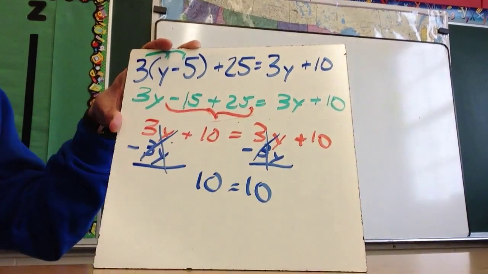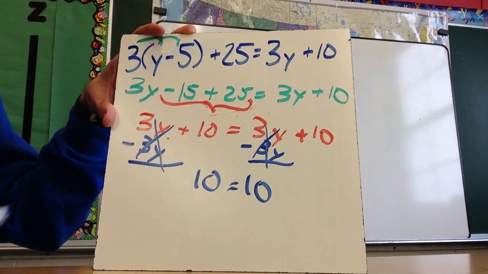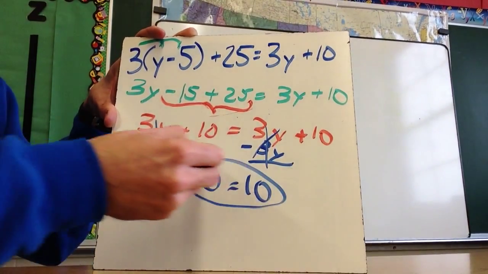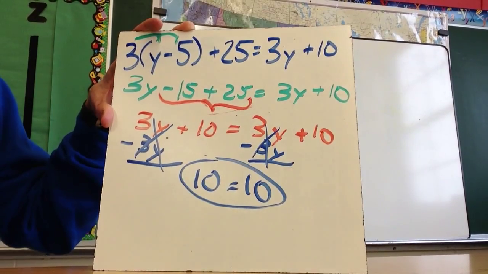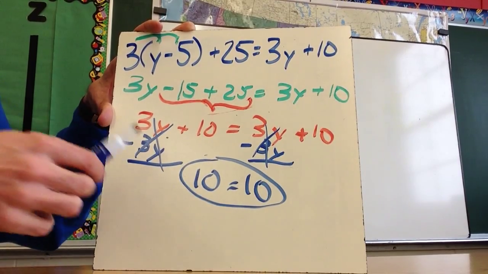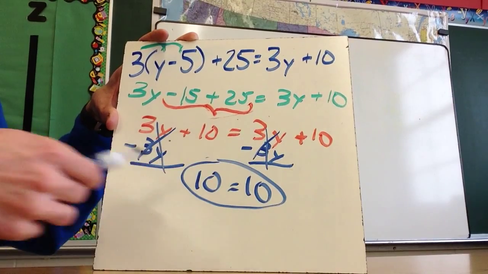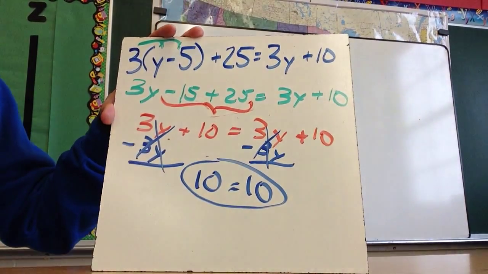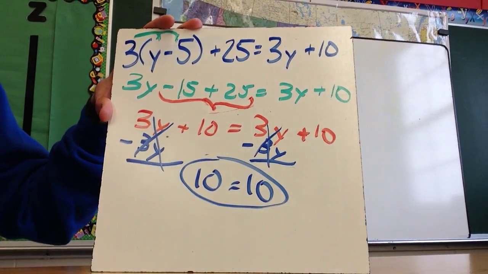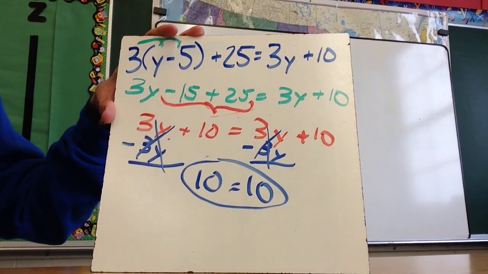equals 10. So the good news is that 10 does in fact equal 10, right? That is actually a true statement. The bad news, of course, is that I have no idea what y equals because the y's have disappeared. So if you get yourself to a point like this, or had I subtracted 10 from both sides, I'd have 3y equals 3y, right? And I could divide both sides and I would have y equals y. So eventually you get yourself to a point where you no longer can solve the problem.